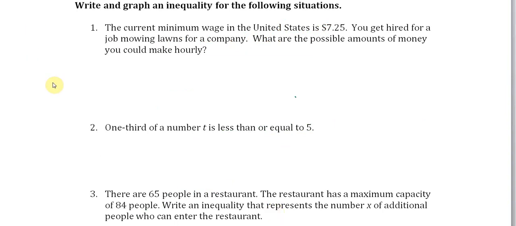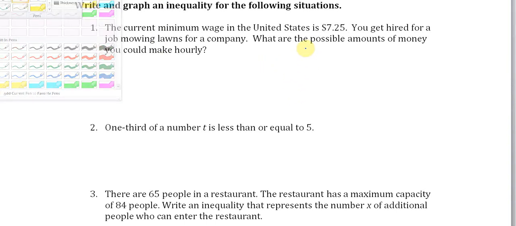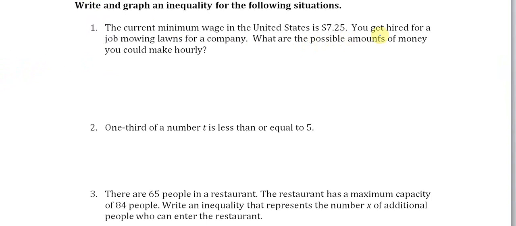Now let us continue our study with some word problems. The current minimum wage in the United States is $7.25. Depending on when you're watching this video, what year you're watching, this may not be true anymore. But for the sake of the problem, let's just say it's $7.25. You get hired for a job mowing lawns for a company, a law-abiding company. What are the possible amounts of money you could make hourly?